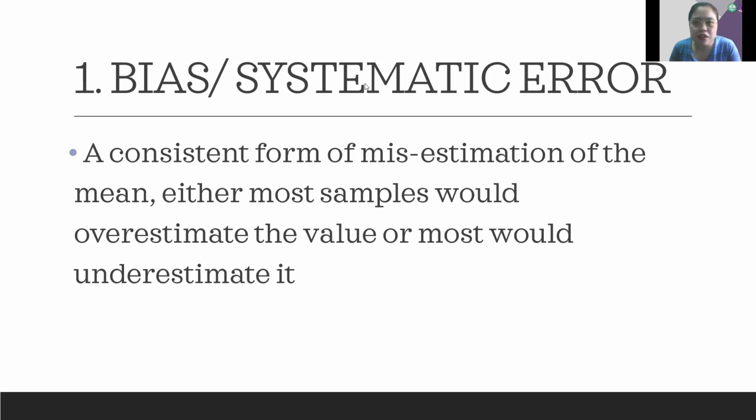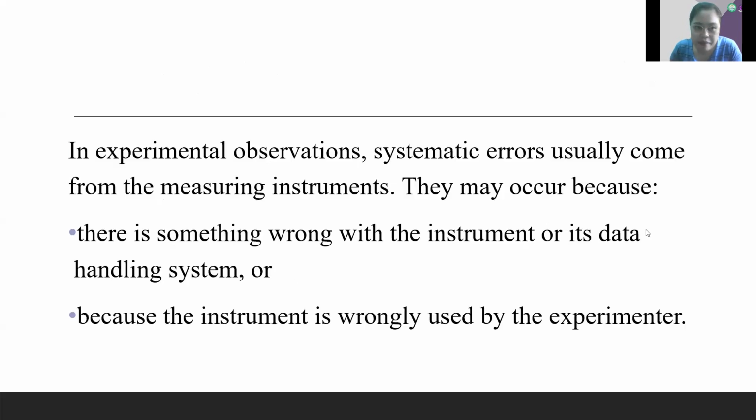So when you say bias or systematic error, we have here a consistent form of misestimation of the mean. Either most samples would overestimate the value or would underestimate it. So again, when you say bias or systematic error, this is a type of sampling error wherein, because of the sample na kinuha natin sa population, it's either ma-overestimate yung totoong result or ma-underestimate.